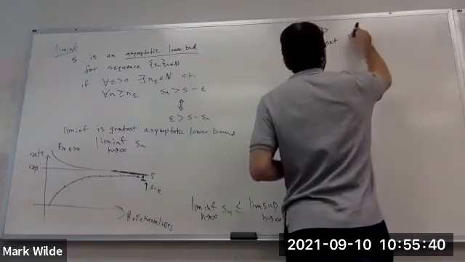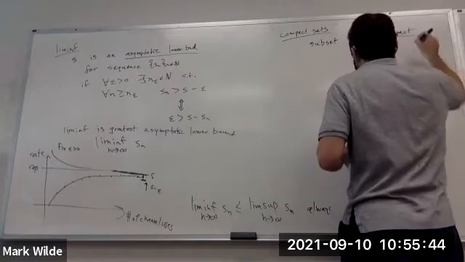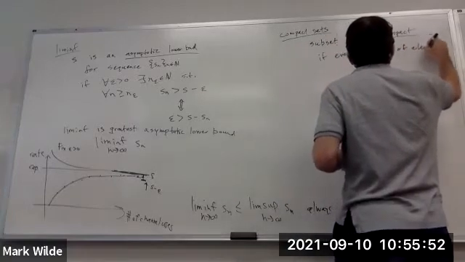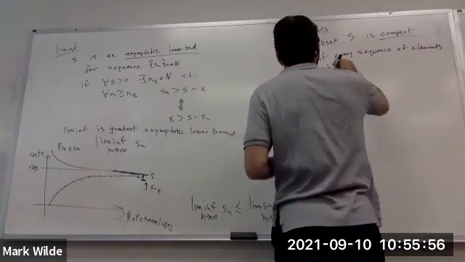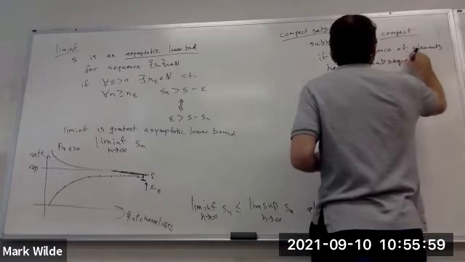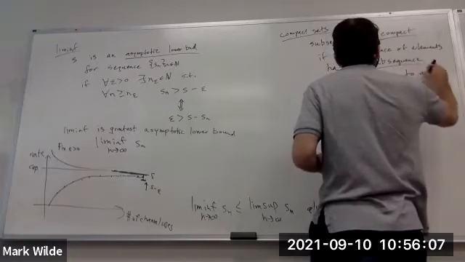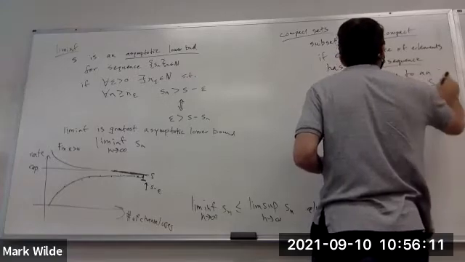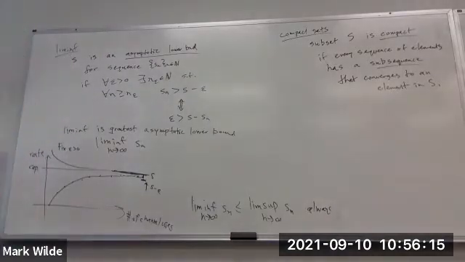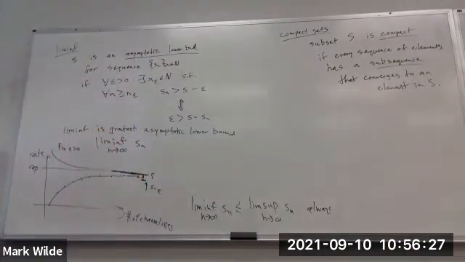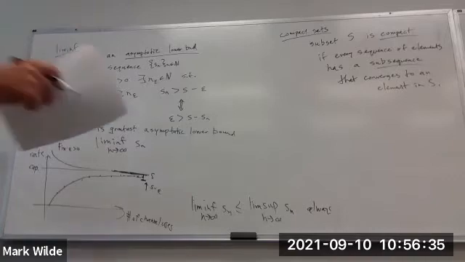Regardless, let's say what this is. The subset S is compact if every sequence of elements has a subsequence that converges to an element in X. So it's like by taking a limit of a sequence of elements in the set, you can't get outside the set. You eventually stay in the set.